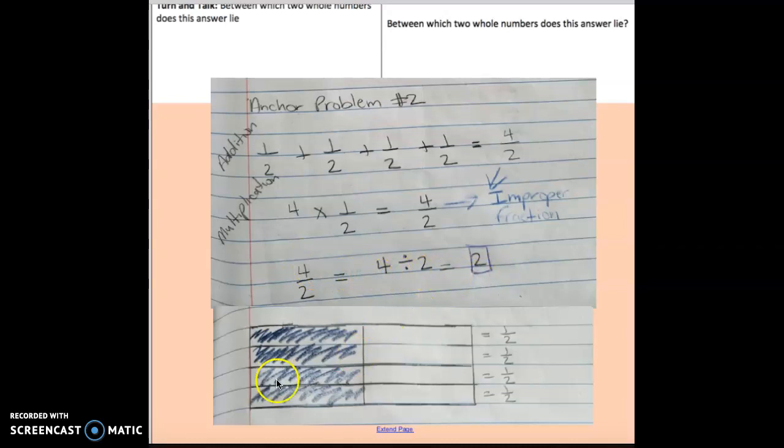I also represented it using a model. So I have 1 whole, and I have 4 bars of 1 whole, and then I shaded in only half of it.